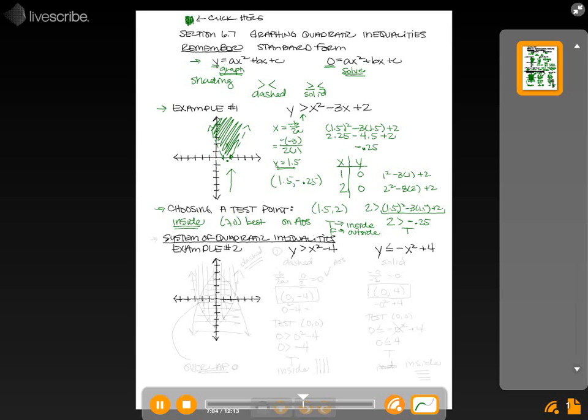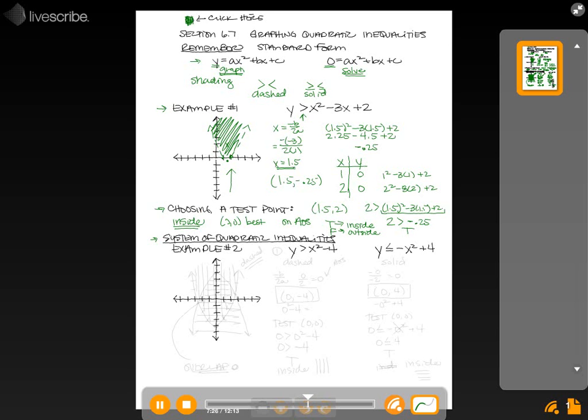Okay? Now, we're going to look at, real quick, a system of quadratic inequalities. And it's just like a system of equations. A system of equations was two equations that we put on the same graph, or a system of inequalities, two inequalities we put on the same graph. Here, the difference is we're going to have quadratics. So we're going to have two parabolas on the same graph.